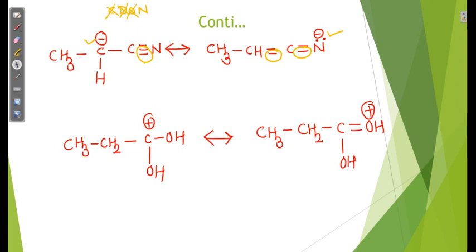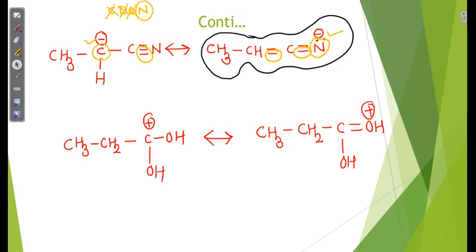What is N? A negative charge on an electronegative element. Suppose the negative charge is here on the carbon, and the negative charge here is on this nitrogen. So what I can say, among this carbon and nitrogen, which is more electronegative? The nitrogen is more electronegative. So we come to the conclusion that this is the more stable structure.